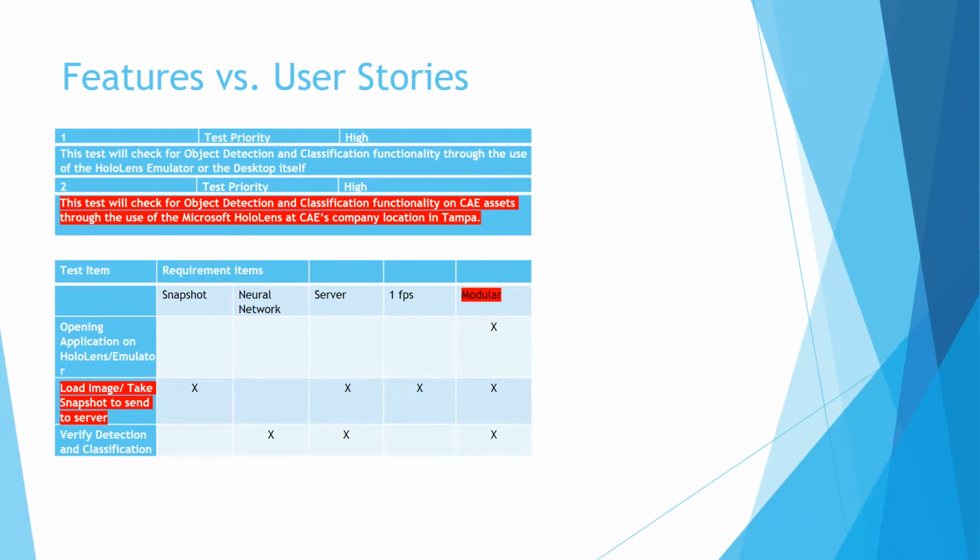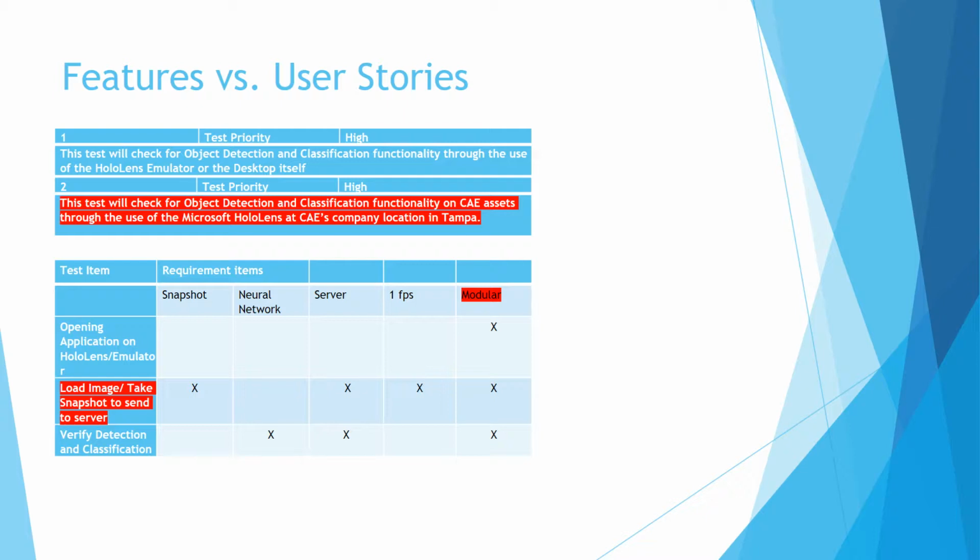So now that we discussed our custom model, we want to talk a little bit about our features versus our user stories. This is a way for us to simply check to see whether or not our test plan lined up with the user story requirements that were given to us by CAE in the beginning of the semester. As you can see at the top, we have 2 of our test cases. One test case is to ensure object detection and classification run correctly on the desktop itself. This consisted of feeding the program an image or file path with the given image and analyzing the image given back to us by the program to see whether object detection was correct or not.